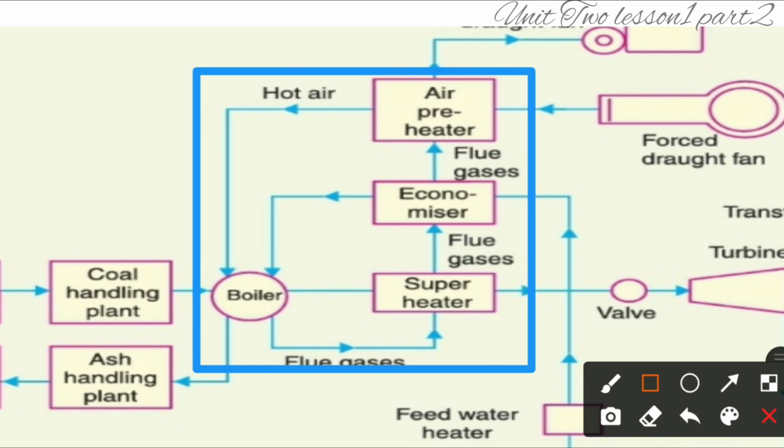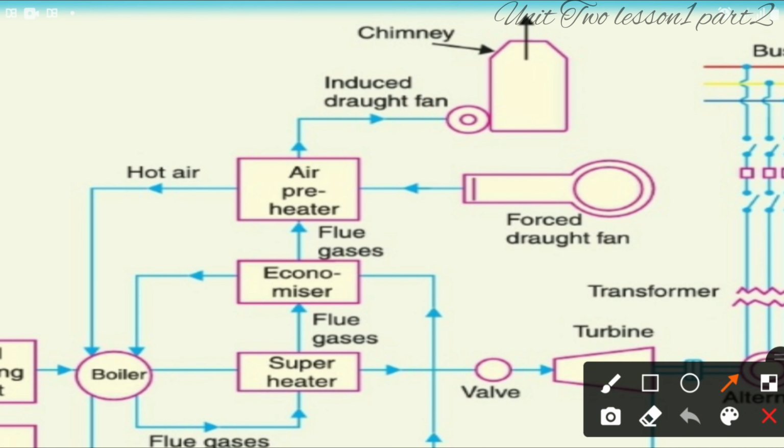2. Steam generating plant. Steam generating plant consists of boiler, superheater, economizer, and air preheater. The heat of combustion of coal in boiler is utilized to convert water into steam at high temperature and pressure. The flue gases from the boiler make their journey to superheater, economizer, air preheater, and is finally exhausted to atmosphere through chimney.